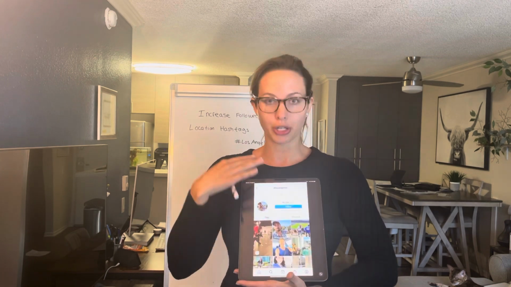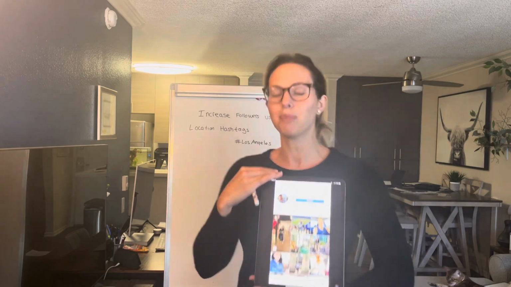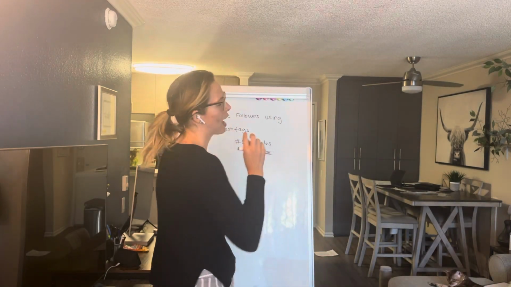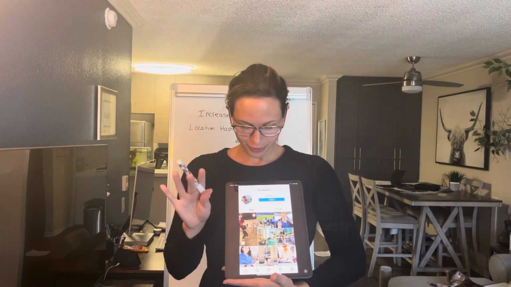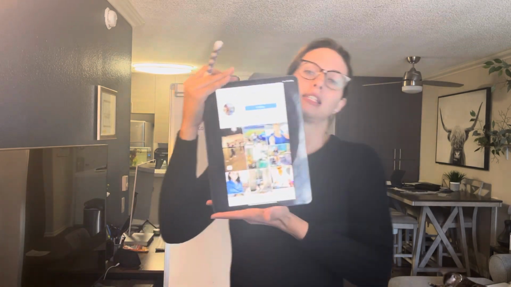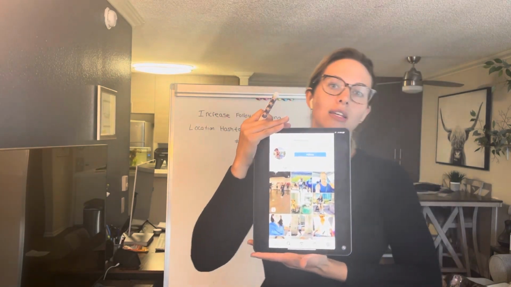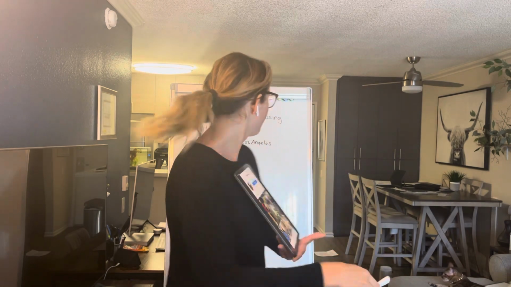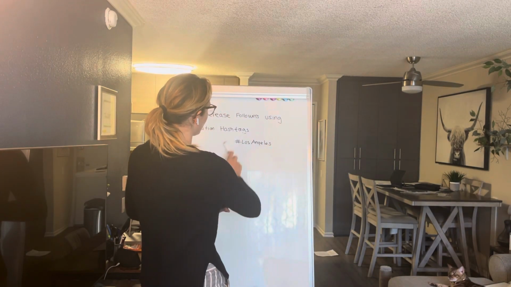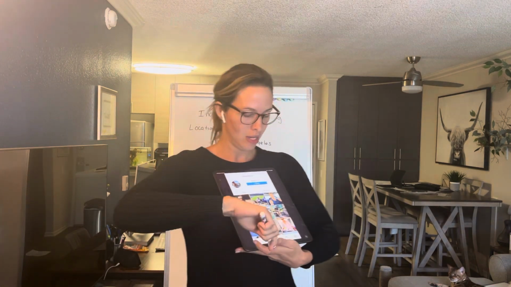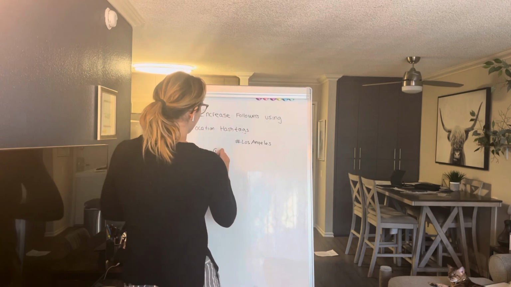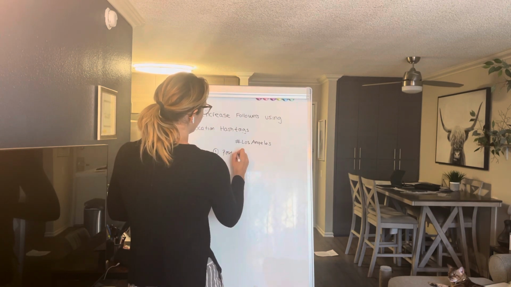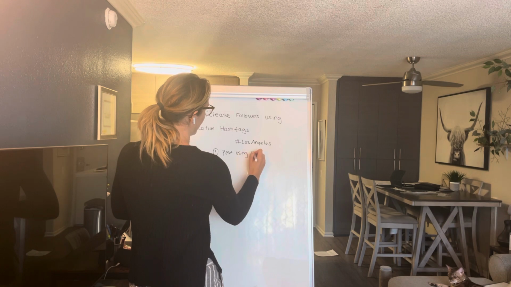So here is how you are going to use this concept of location hashtags to grow your Instagram, grow your following, and increase your engagement. We have two sections, if you can see: top and recent. The first thing you're going to do is start using your hashtag Los Angeles, or your location hashtag, on your post. Then you're going to go ahead and post it.